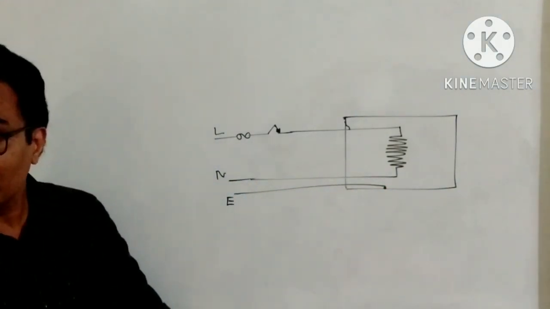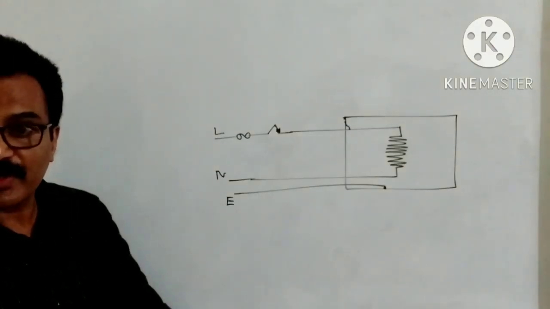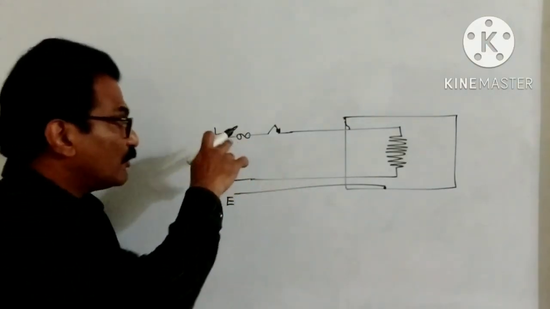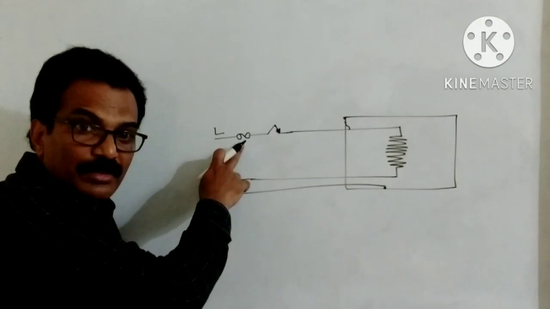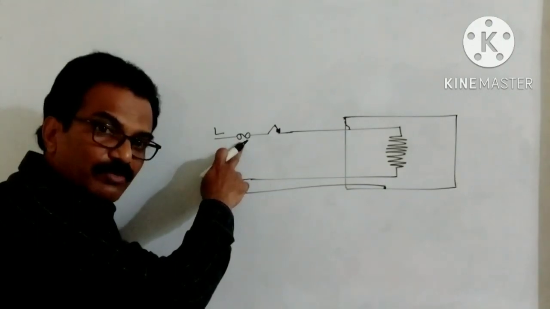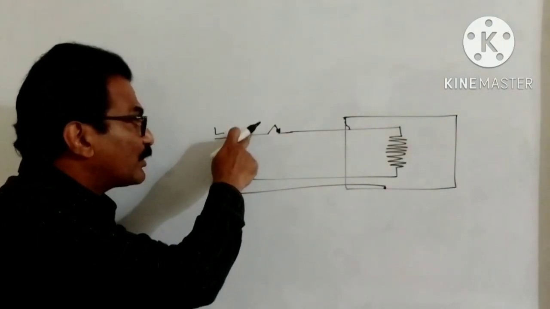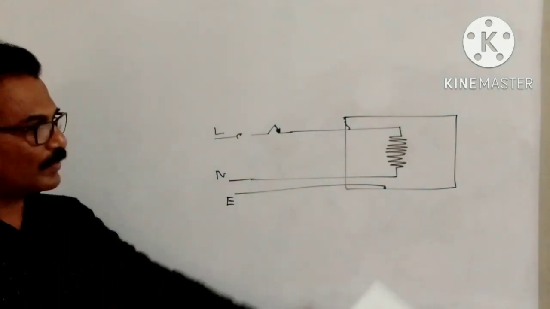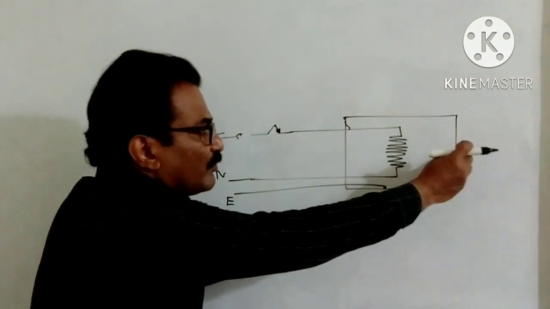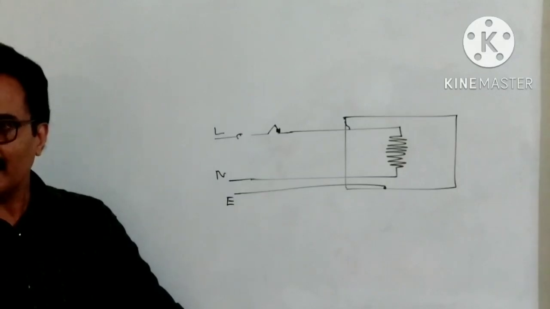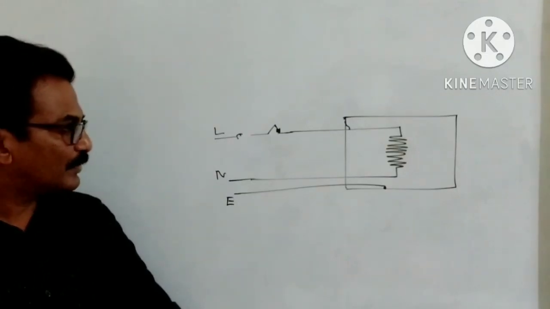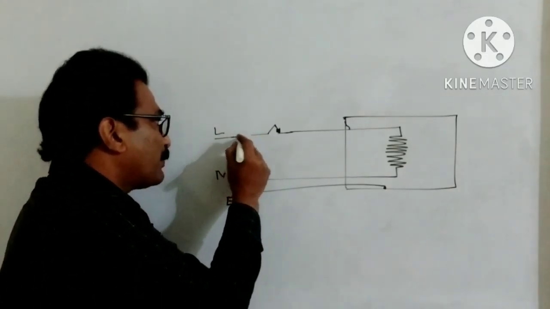Resistance less means what? More current will flow. If more current flows, what will happen? This fuse will blow off. This will be heated and it melts and the circuit breaks. And if somebody touches the circuit, we don't get electric shock. He will be saved.